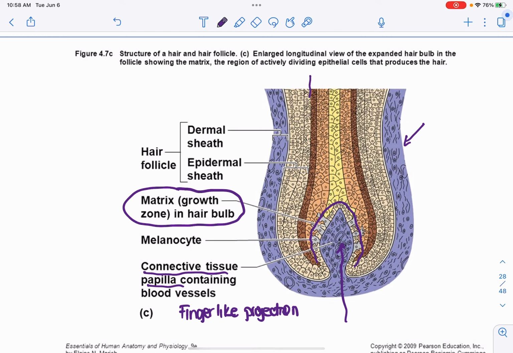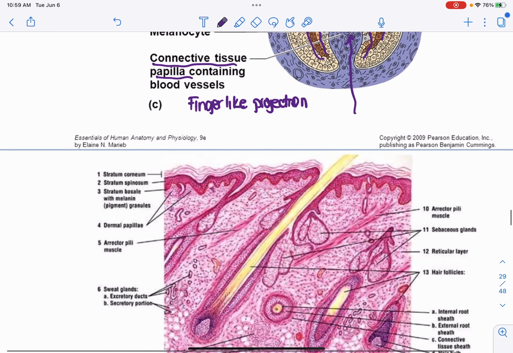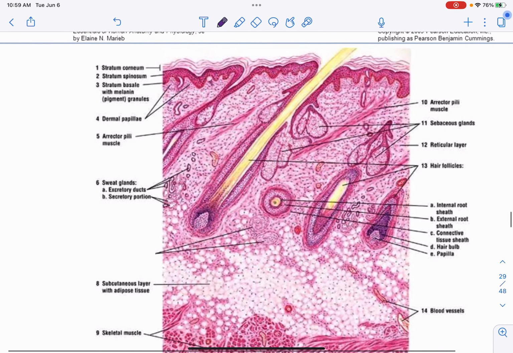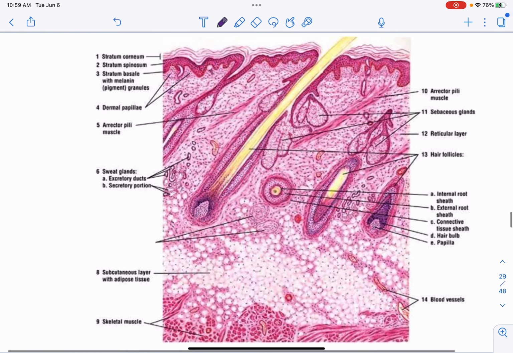So all of the structure from this kind of dark brown region, all of this is going to be the hair. Let's look at a histology section, and then I want to talk about a couple other layers that you're going to find in the hair. This looks like a complicated image, but a lot of this we've talked about already.